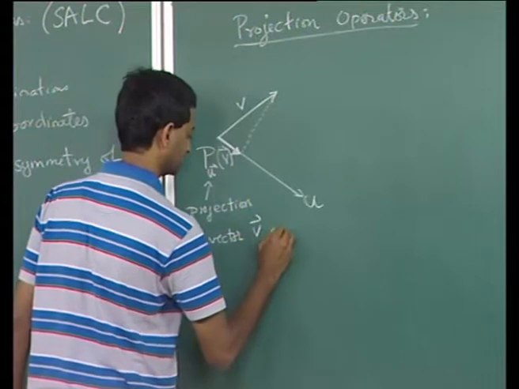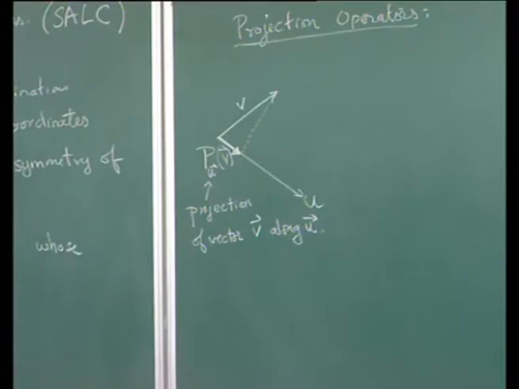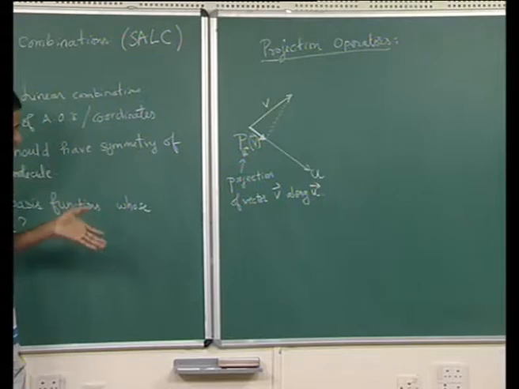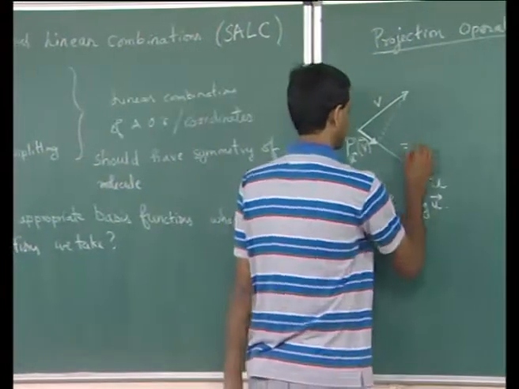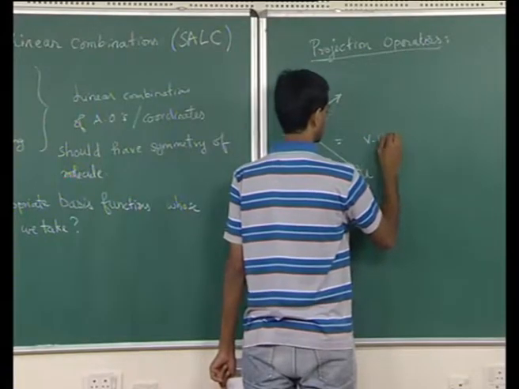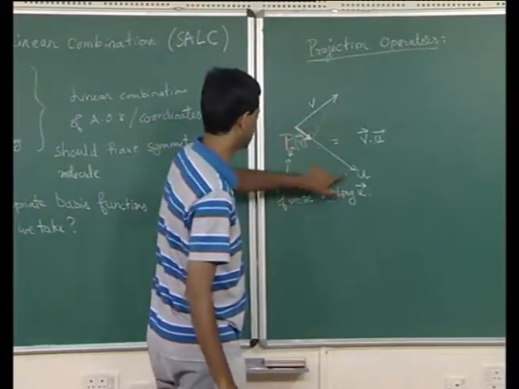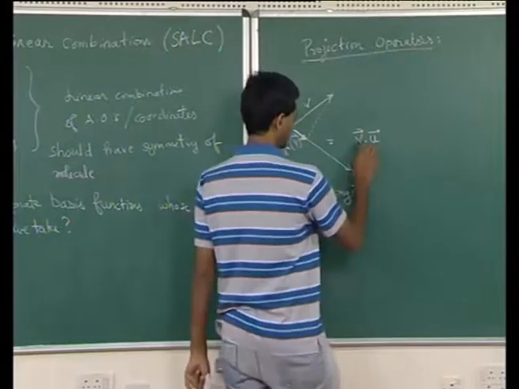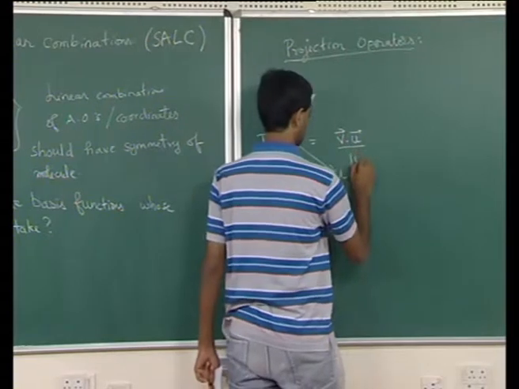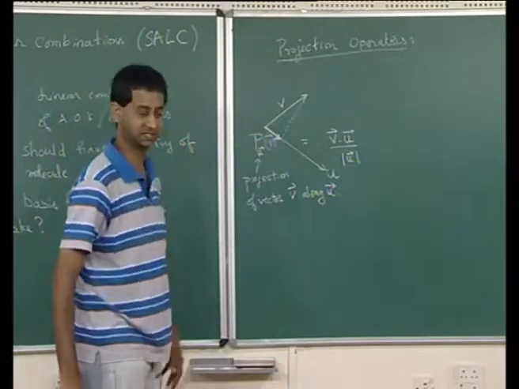vector v along u. So that's a general idea of projections when we are dealing with vectors. Now you can also write this as v dot u. So v dot u is v times u times cos theta. Okay. So you have to divide this by the length of u. So that will give you the projection along this direction.